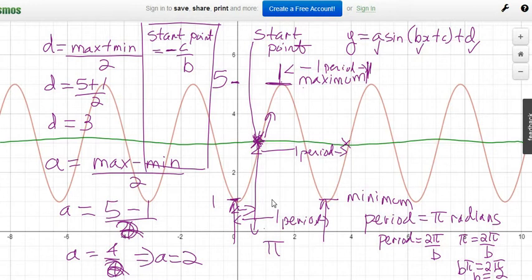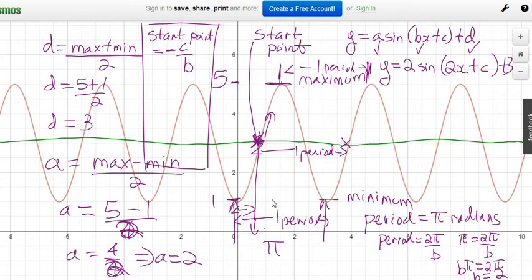So we already have a, b, and d. If we can figure out this start point, now we really aren't responsible for getting the c value. Okay, so let's just be aware there is some value of c here, because the c we know shifts the curve left and right. We're not responsible for figuring it out, so we're not going to. So we're going to look at this. We said that a was equal to 2, so we have y equals 2 sine. We said that b was equal to 2, so it'll be 2x plus c. And the d value was 3, so plus 3.